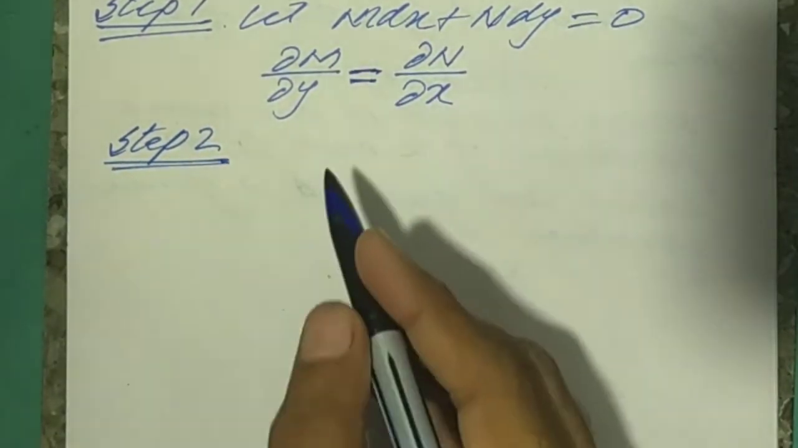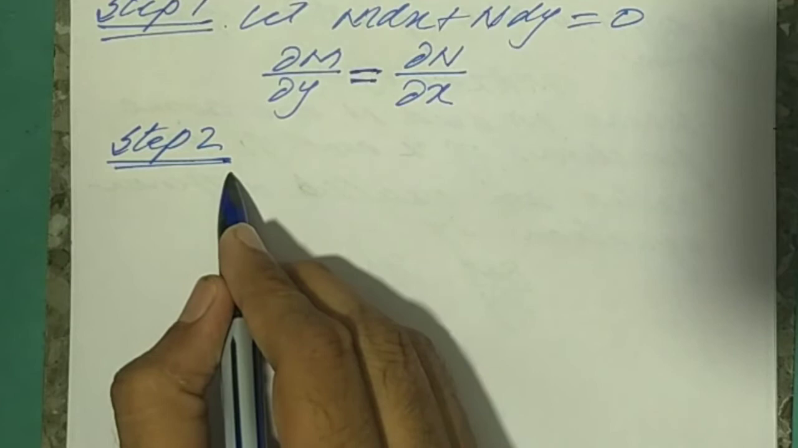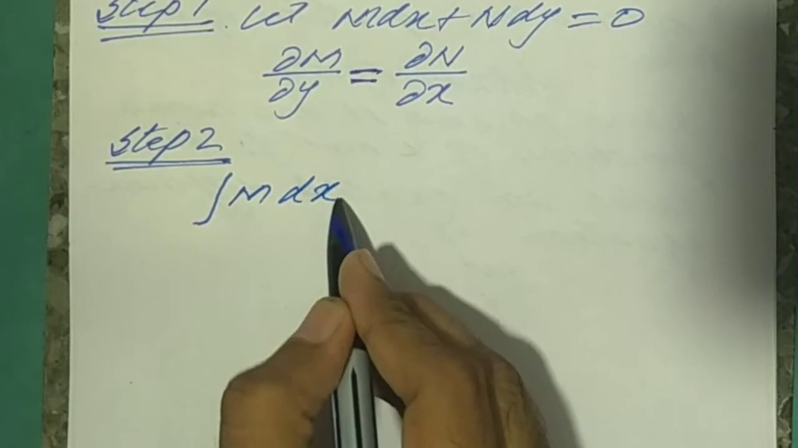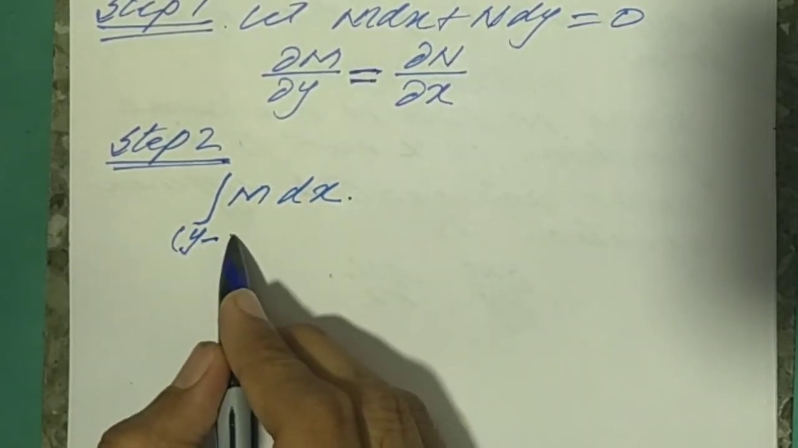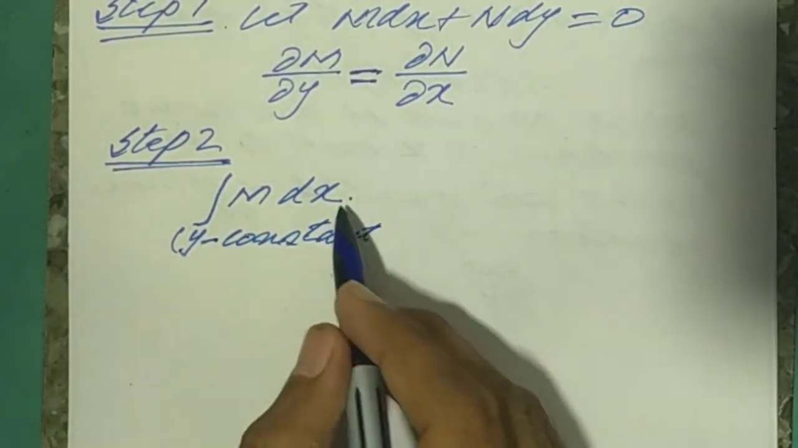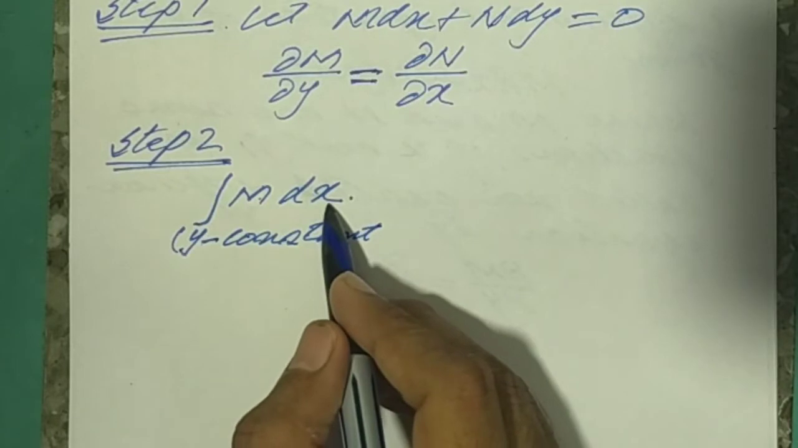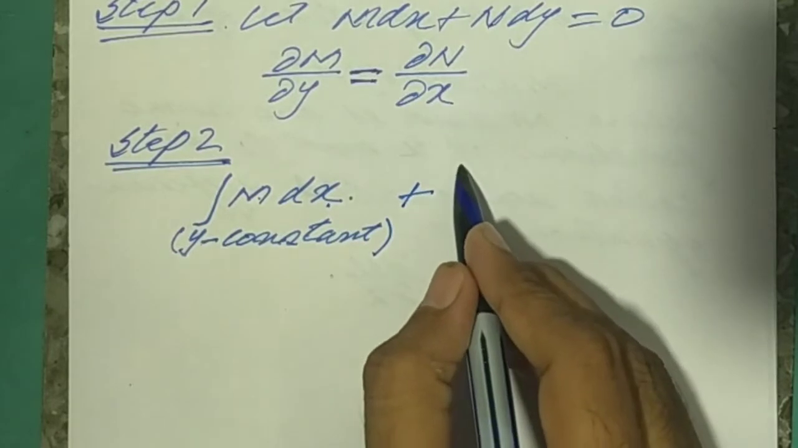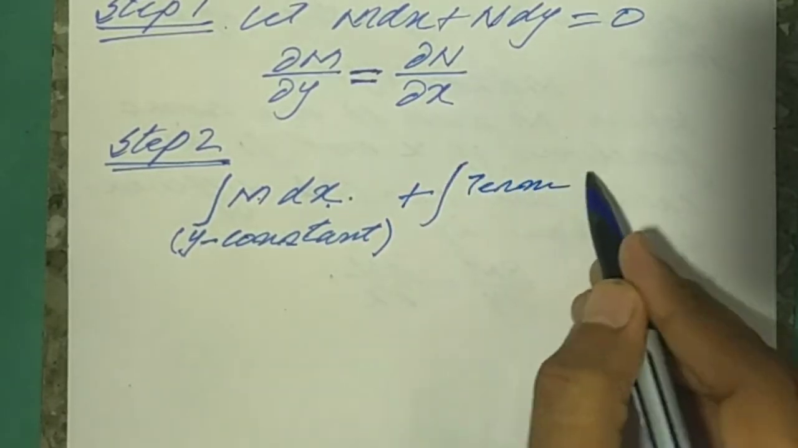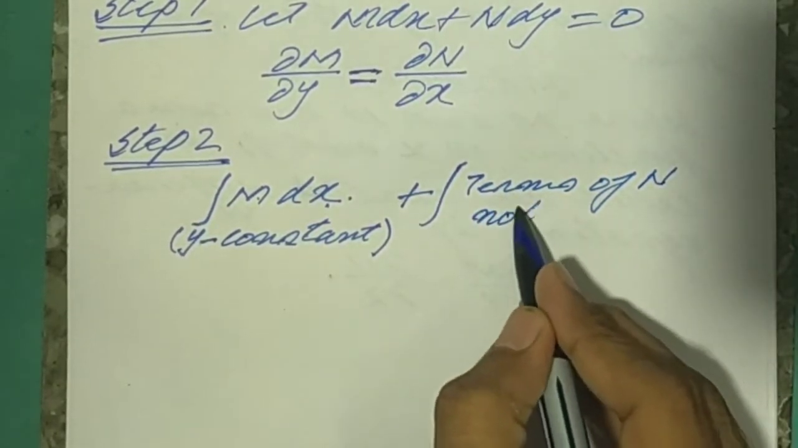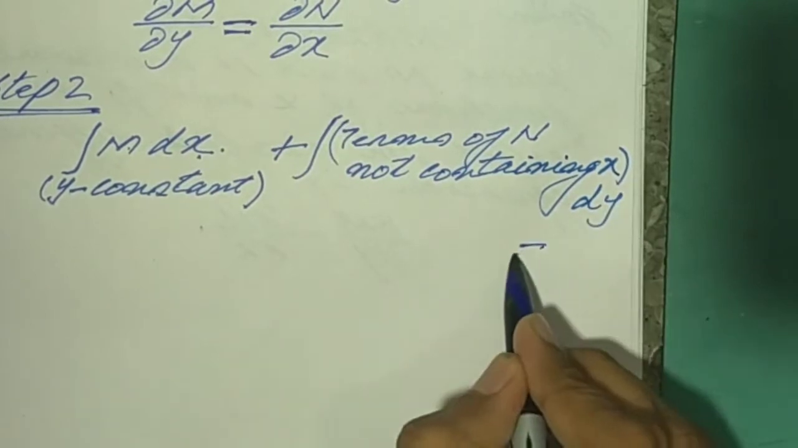The solution of an exact differential equation is given by integral M dx. We have to consider y as constant while integrating M with respect to x, plus integral of the terms of N not containing x, dy, is equal to c. Now let us take an example.